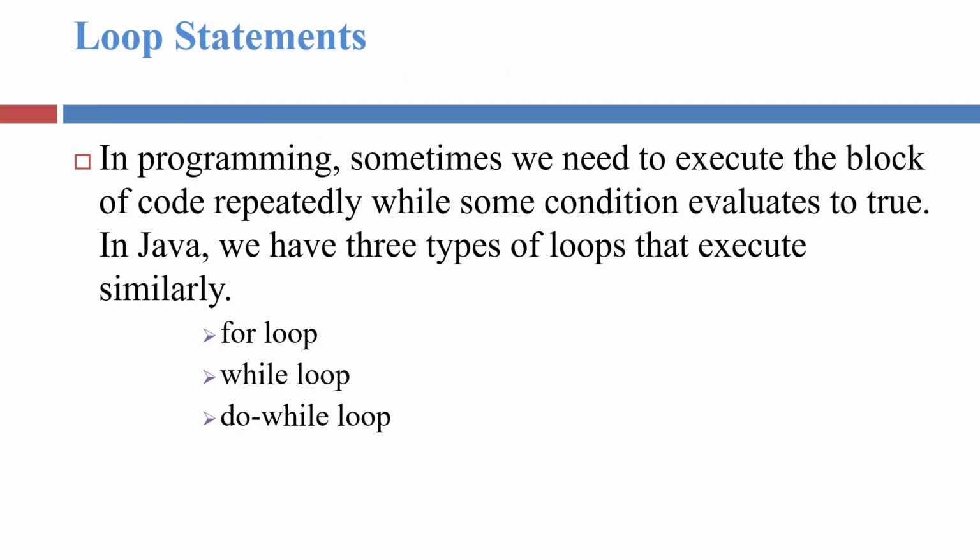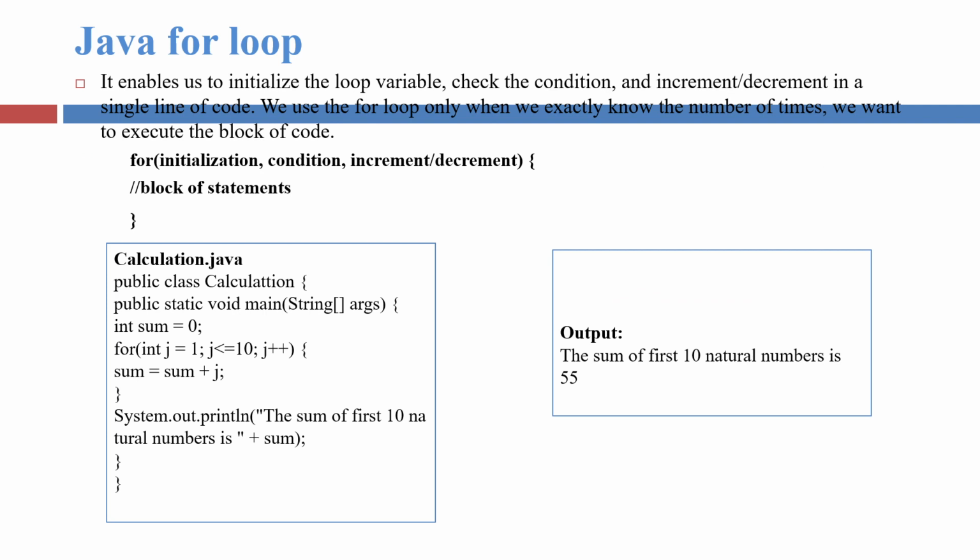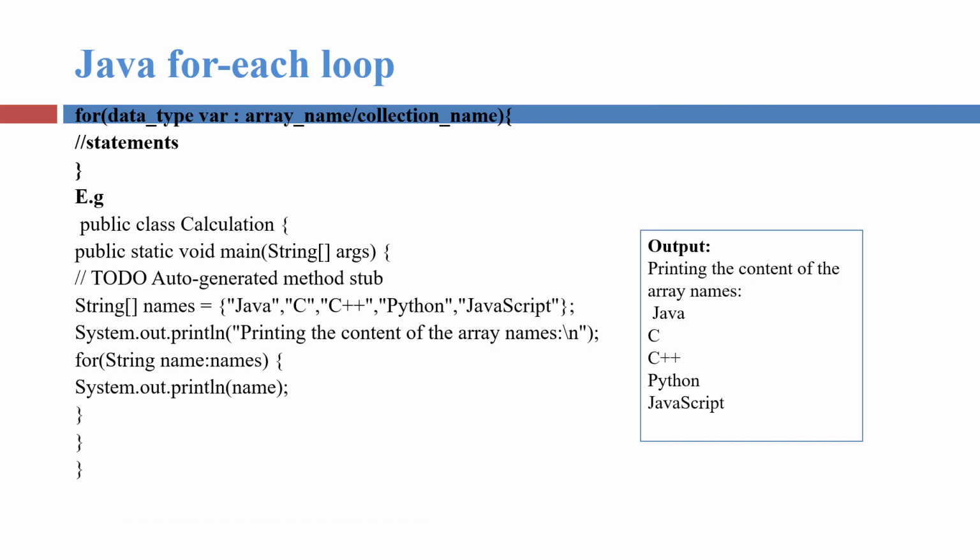We have three types of looping statements: for loop, while loop, and do while loop. This is the example for the for loop. The syntax is for, initialization, condition, increment or decrement operator. Here we have int j equal to 1, j less than or equal to 10, j plus plus. This is the condition to be checked, and if the condition is satisfied, the j value gets incremented. If the condition is satisfied, we sum the value and the resultant value is printed.